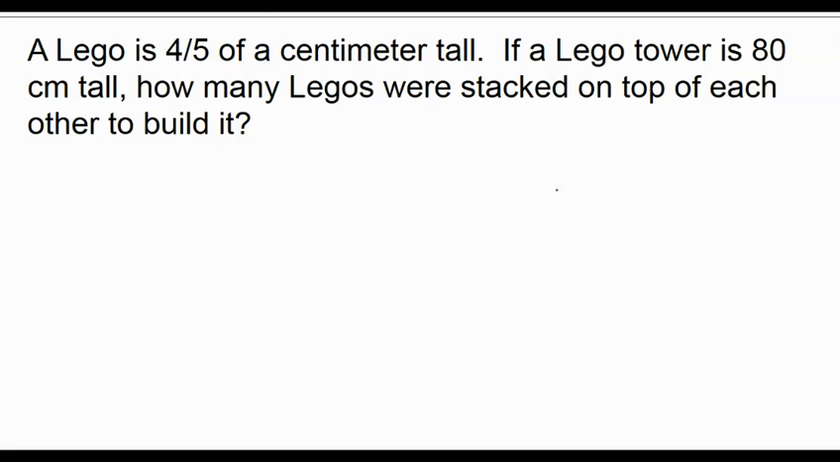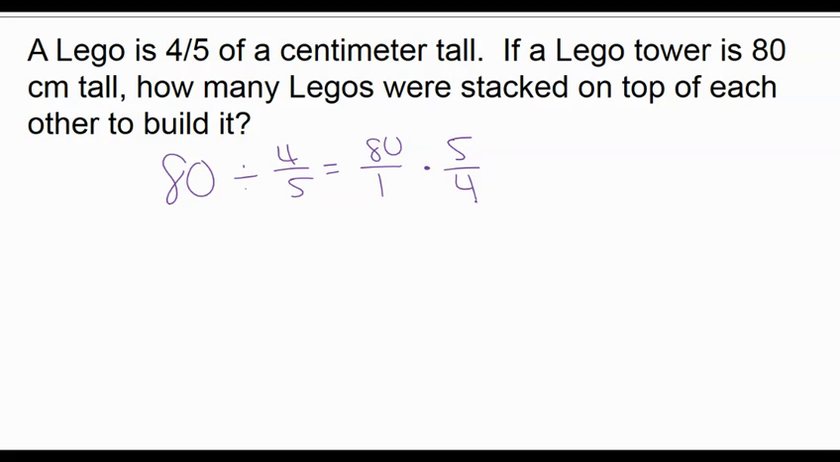So a Lego is 4/5 of a centimeter tall. The Lego tower is 80 centimeters tall, and we want to know how many Legos fit. If each Lego is 4/5 of a centimeter, if we divide by 4/5, that'll tell us how many Legos there are. So we're going to do 80 divided by 4/5. So that would be 80/1, but instead of dividing, I'm going to multiply by 5/4.